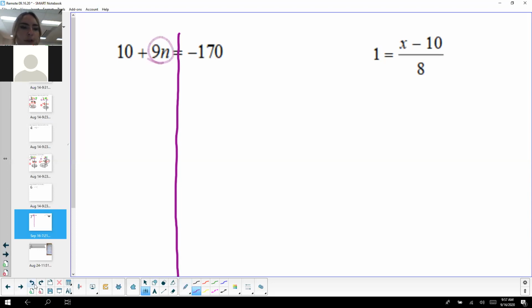So the first thing I'm going to do is get rid of this 10. It's a positive 10, or a plus 10. So step 1, I'm going to subtract 10 from both sides, because again, I want to get this 9n by itself.